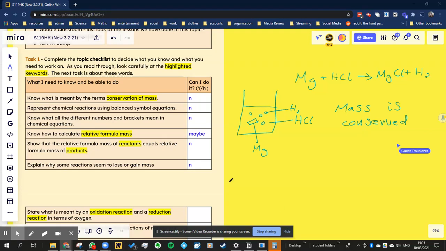The next one it says is represent chemical reactions using balanced symbol equations. Now you can do that a little bit, but it's this balanced bit here that we're struggling with. I'm going to get a really useful simulation to demonstrate how to do this. I'll show you how to get to it now, but I'll also save it there.